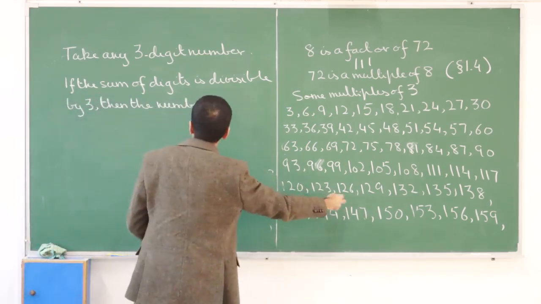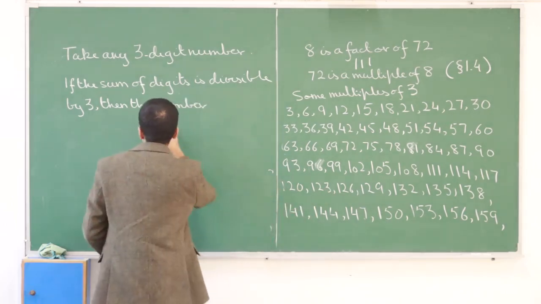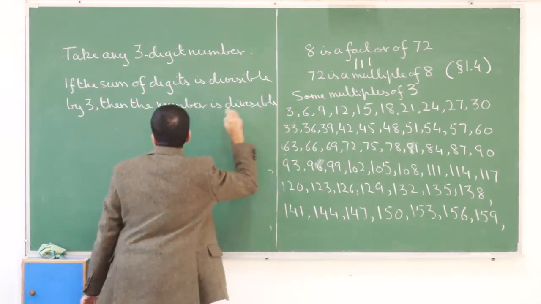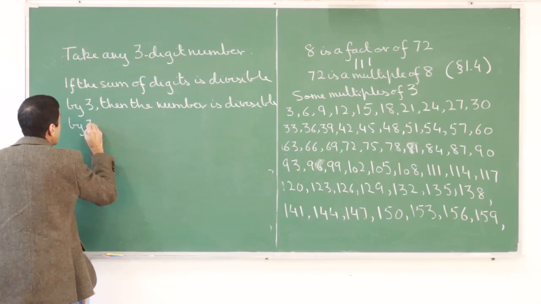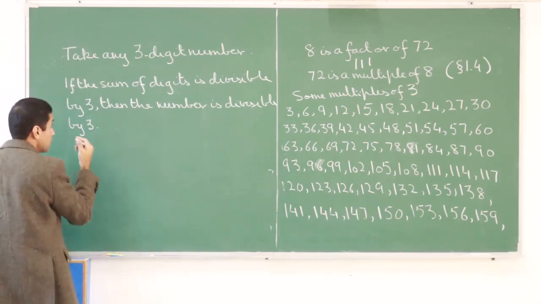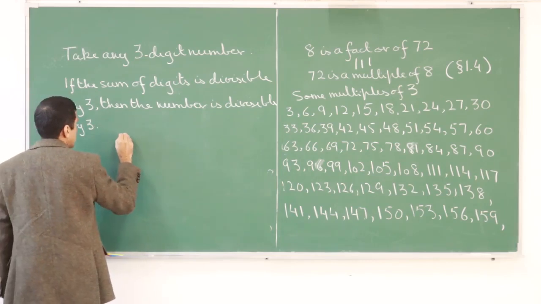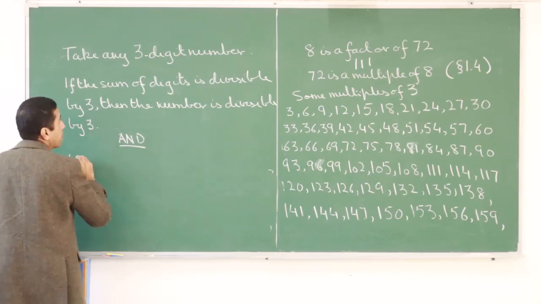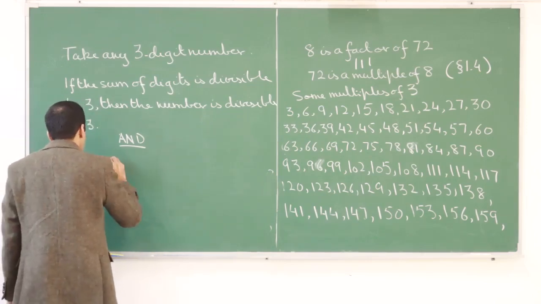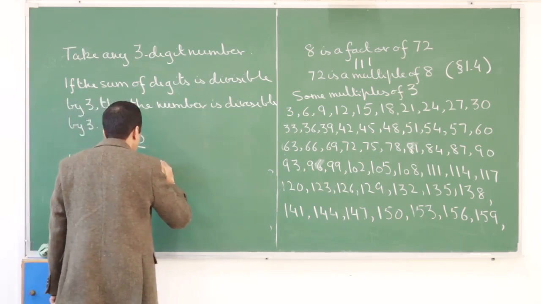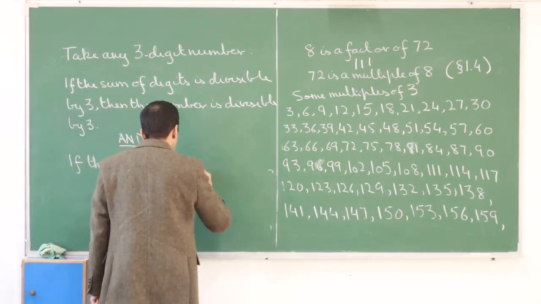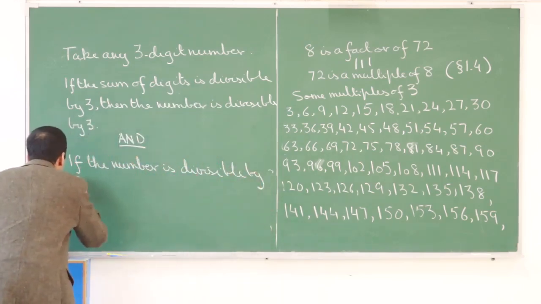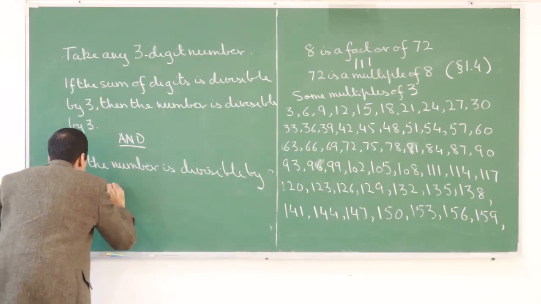As we have seen here, if the sum of digits is divisible by 3, then the number seems to be divisible by 3. And we've seen another thing, which is different: if the number is divisible by 3, then the sum of digits is divisible by 3. It's a different statement.